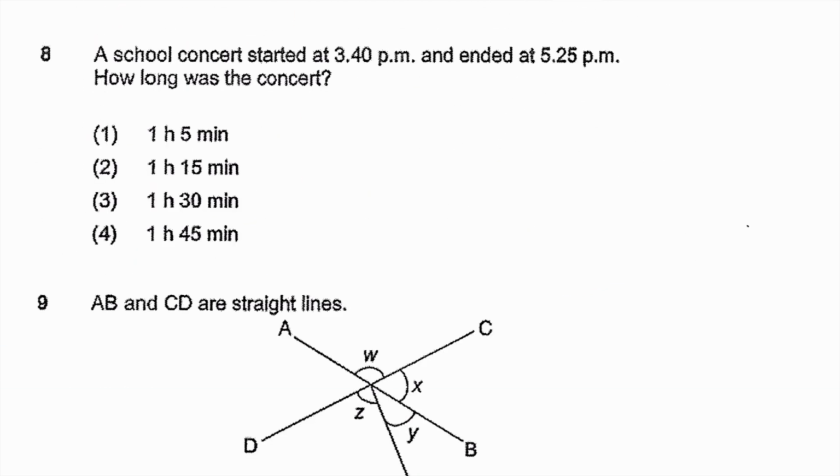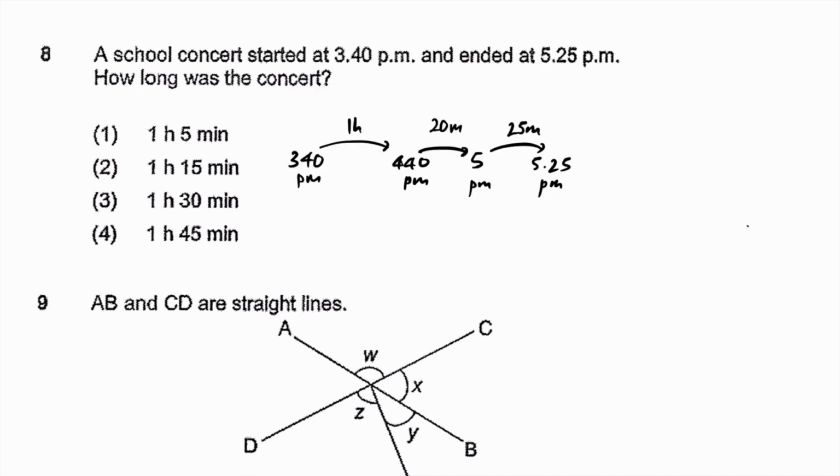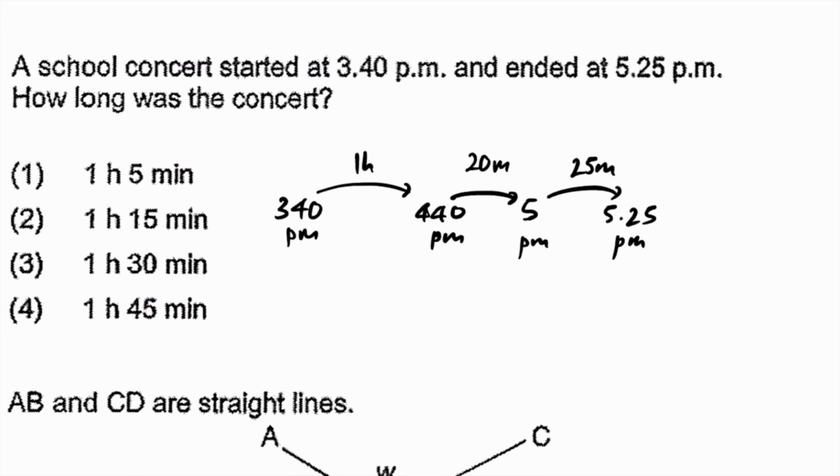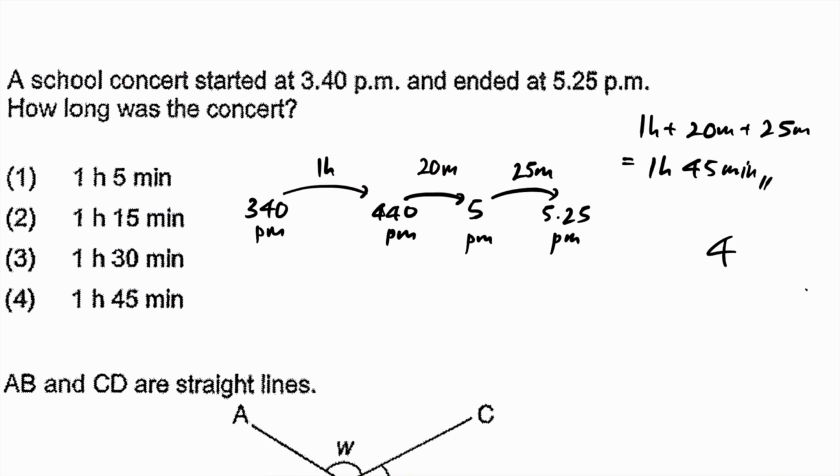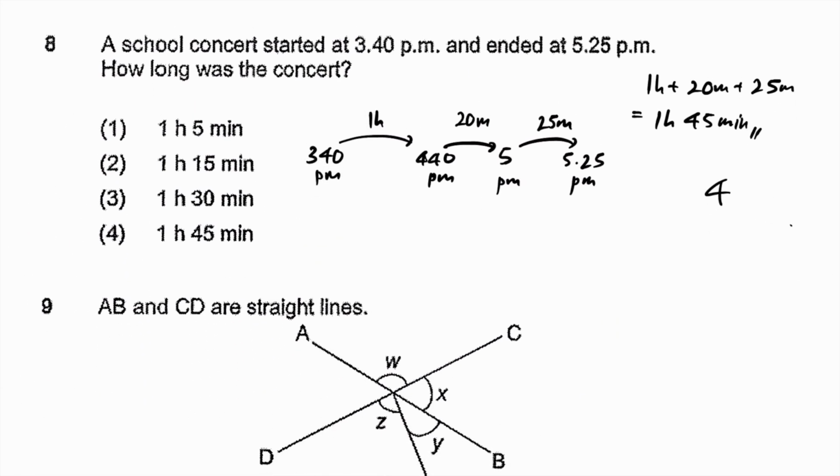That's your answer. A school concert started at 3:40 p.m. and ended at this time. How long was the concert? We will use timelines. So 3:40, basically 1 hour later, that's 4:40. And to 5 p.m., that's another 20 minutes. From 5 to 5:25, that's 25 minutes. So just sum this together, you will arrive at 1 hour, 45 minutes. The answer is number 4.